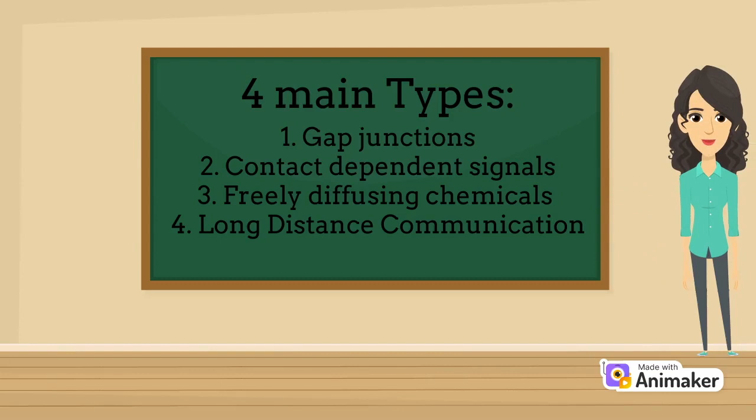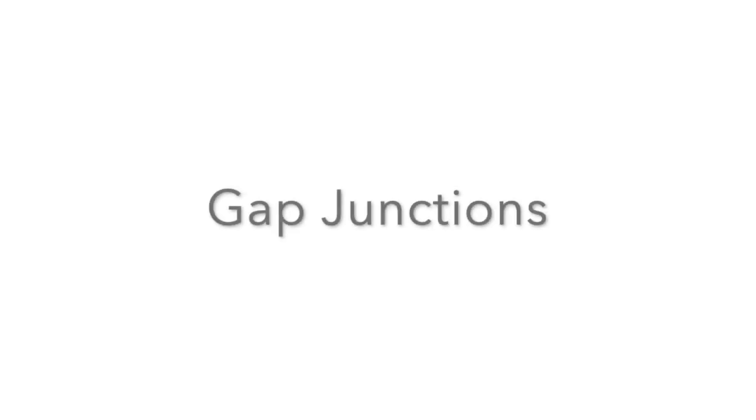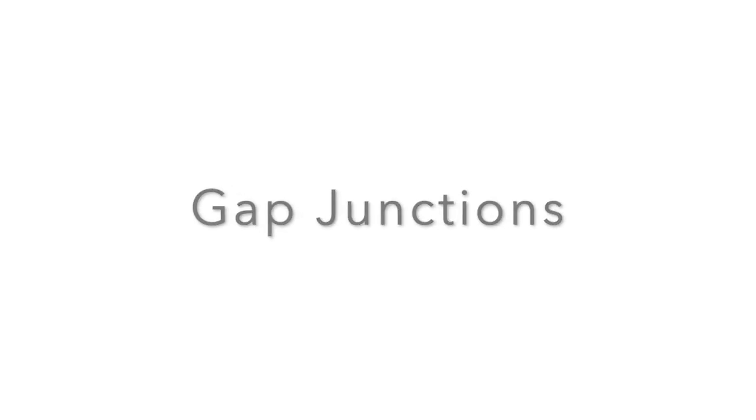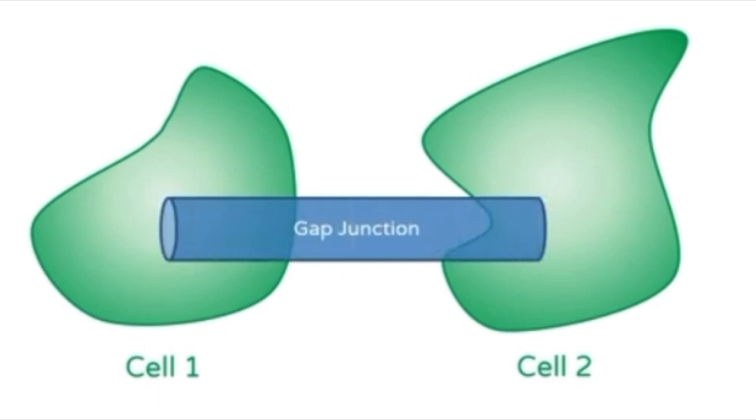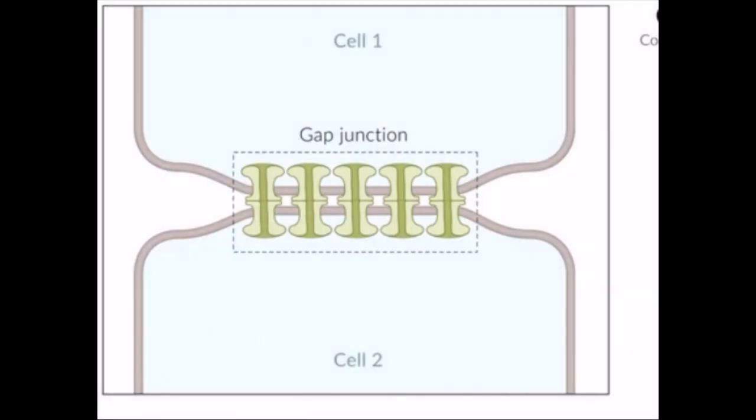For the first three, the cells are located close to each other. But for the last one, the cells are a bit further away from each other, and we will discuss this further in the video. Now, the first type of communication we're going to talk about is gap junctions. Now, for gap junction communication to occur, the cells must be adjacent to each other. What happens is they physically get connected when the proteins on the surface of the cell merge and they form connexins.